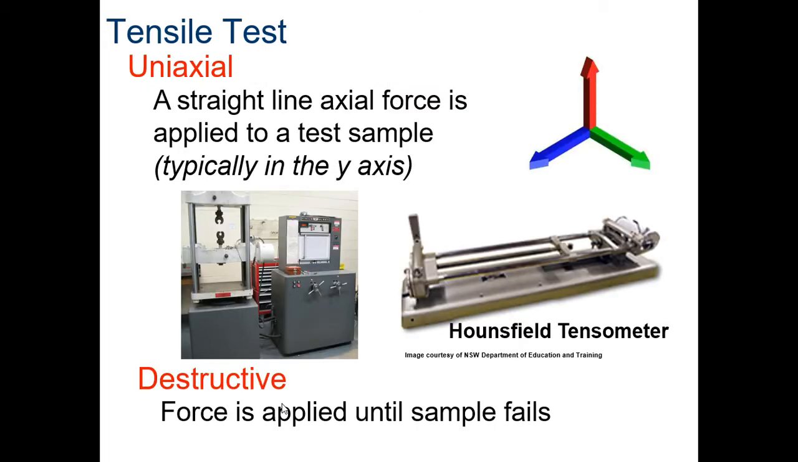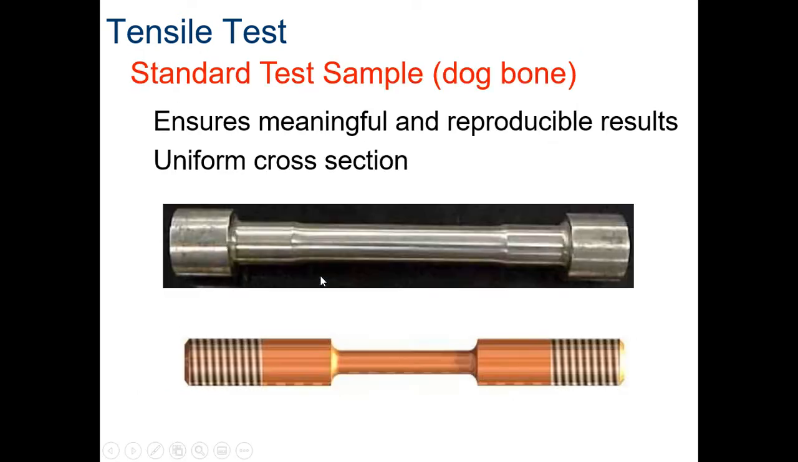Okay, so a tensile test is a straight line test, usually on the y-axis, which means up and down. Okay, here's a machine that does that going left and right. This is a machine that does it going up and down. It is destructive, which means the thing that we will test will be broken by the time we're done. Okay, that's a destructive type of test.